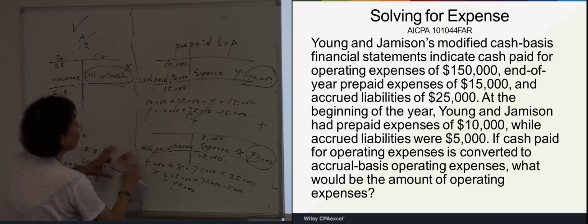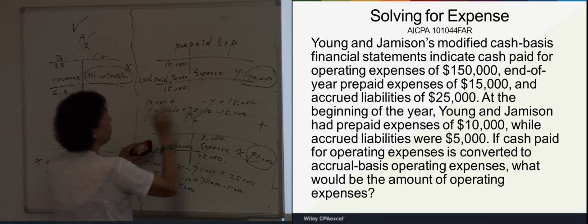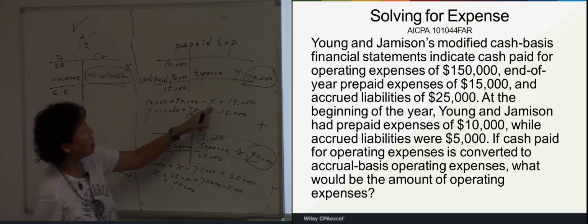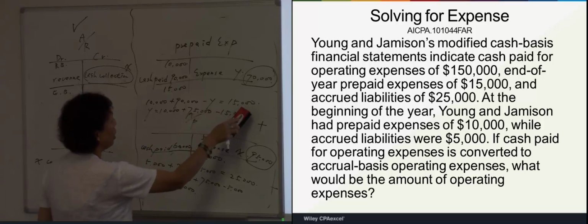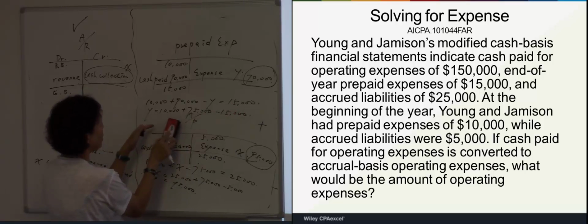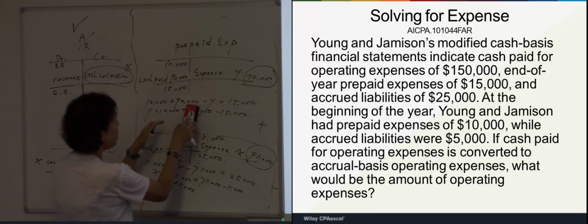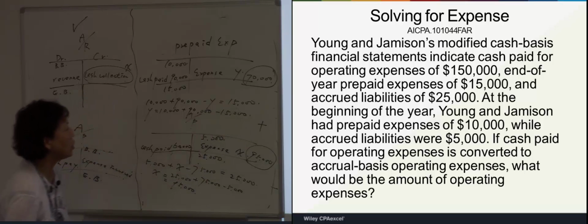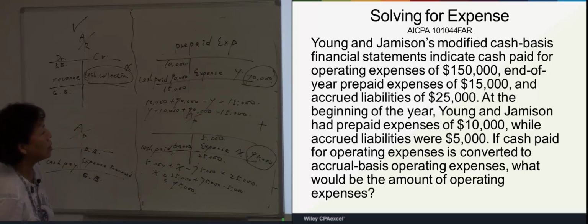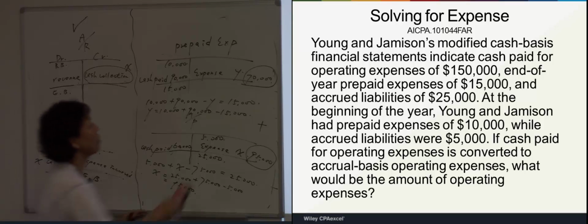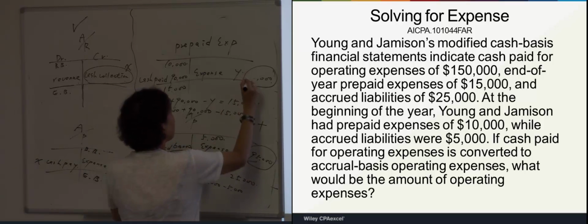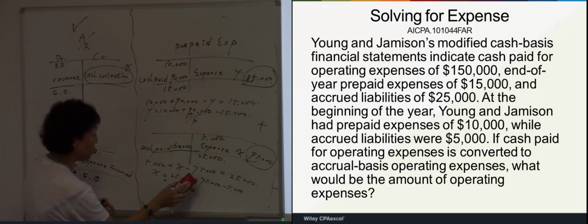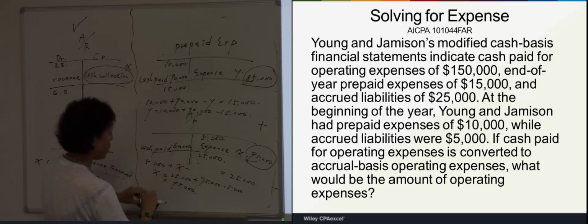And then we have to redo the calculation. 10,000 plus 90,000 minus y equals 15,000. So y equals 10,000 plus 90,000 minus 15,000. So how much do we get? 85,000? Right, 85,000. And then we change this to 60,000, so we do the calculation.